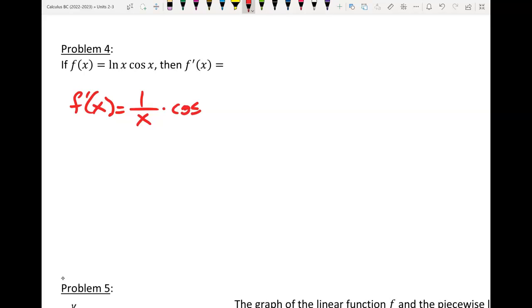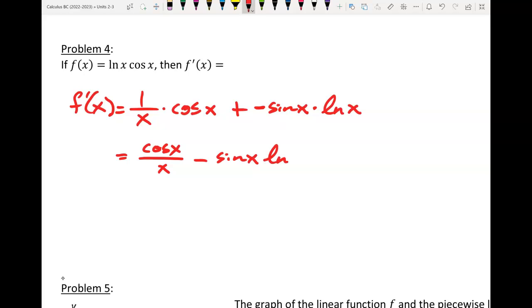Okay. Plus sine x. Wouldn't that be negative sine x? Okay, times ln of x. So not like the last problem. There's not much we can do to simplify that, right? Only thing I see I could possibly do is write the cosine in the numerator. But that's about it. You don't even really need to do that, right? So good on that one.